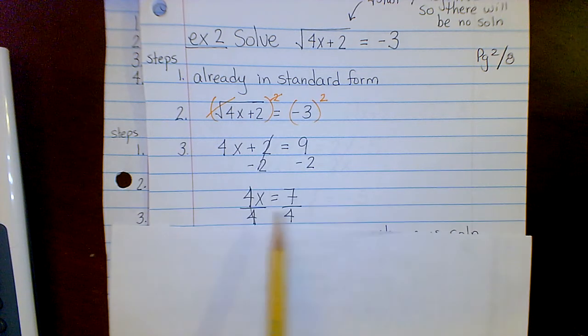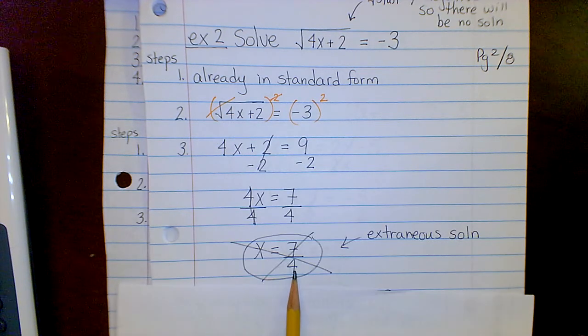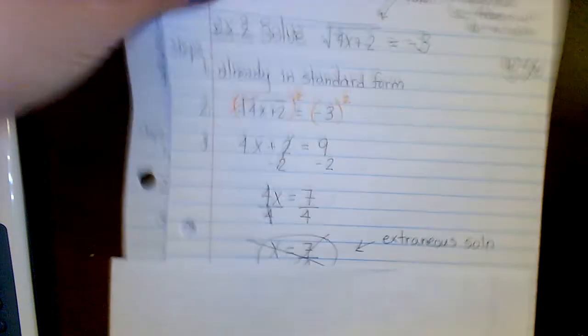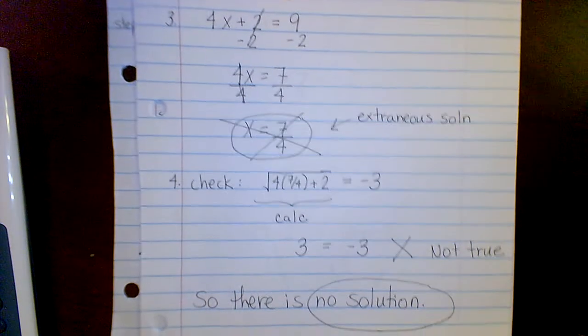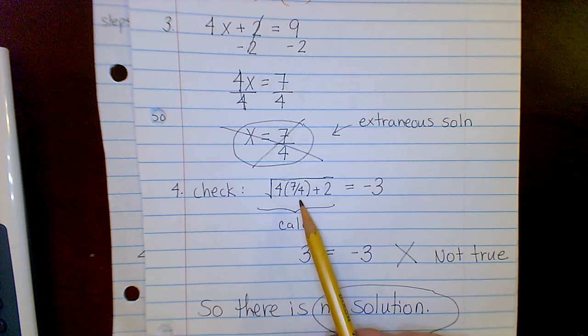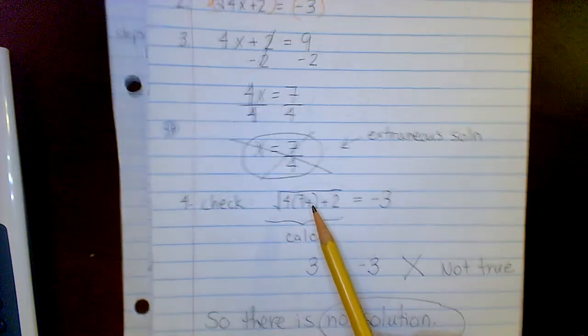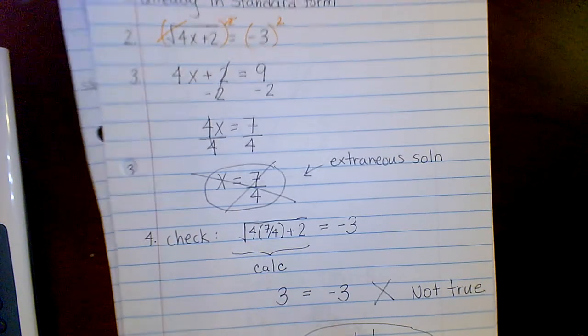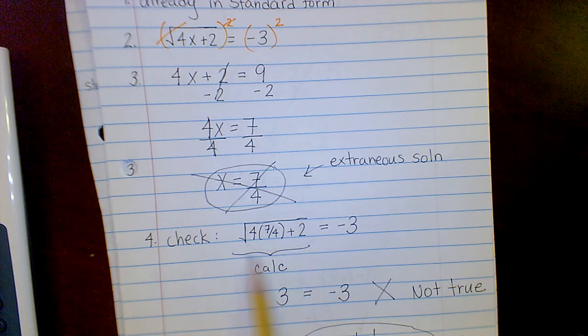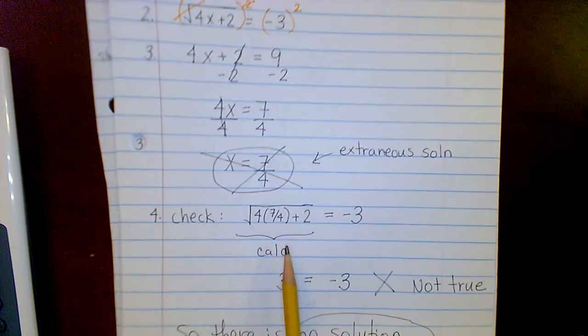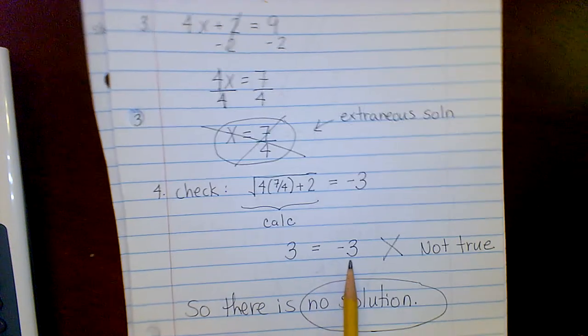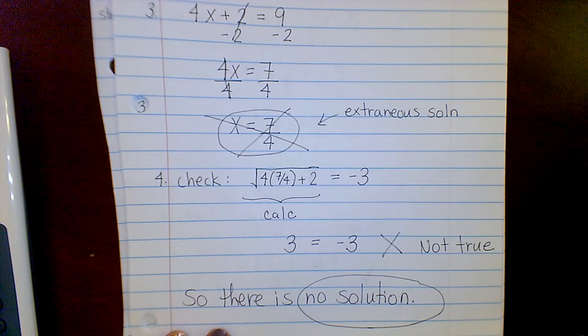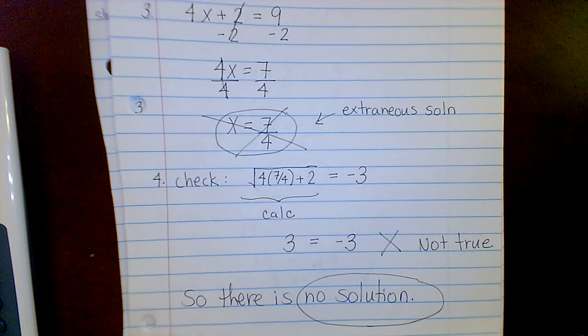We subtract 2, divide by 4, and we get what looks like a perfectly good answer of 7/4. Now, I've labeled it as extraneous because, when you go to check 7/4 and plug it back into the original equation for x, this ends up giving you the square root of 9, which is 3. So we get 3 equals negative 3. That's not true. So that's what's called an extraneous solution.